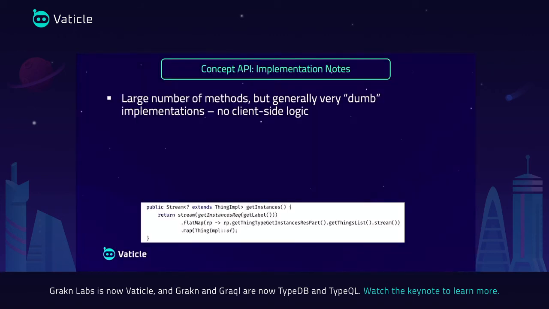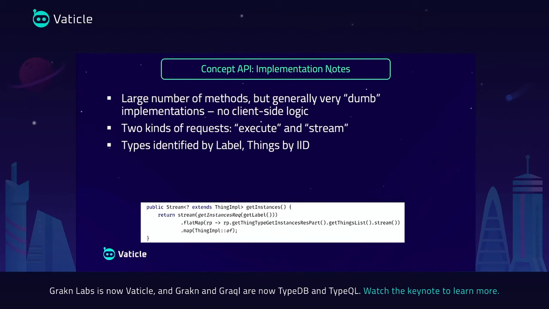Right, I'll quickly give some notes on implementing the concept API. The client implementation of the concept API is not exciting at all, but it does have a lot of methods. As an example, I've attached the getInstances method on thing type. GetInstances is available to all the subclasses of thing type, so that's entity type, attribute type, and relation type. Concept methods either return single or streamed responses. GetInstances is an example of a streamed concept method.